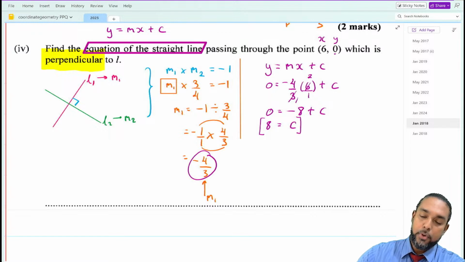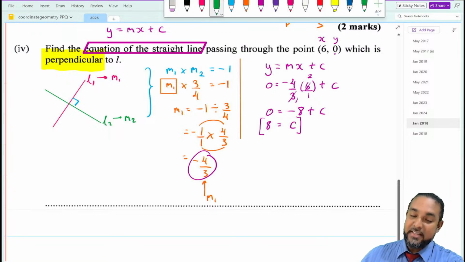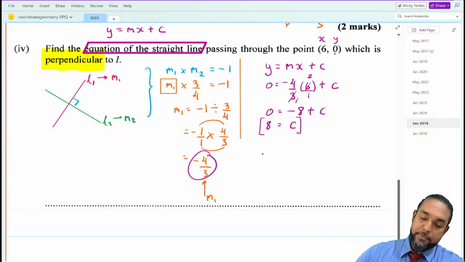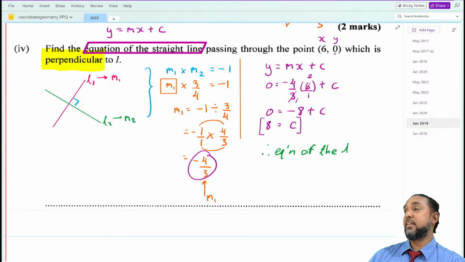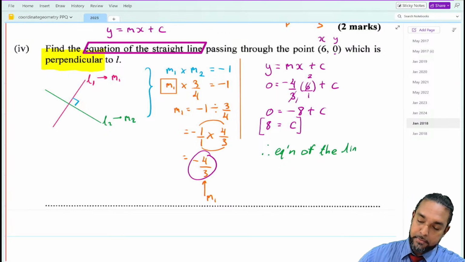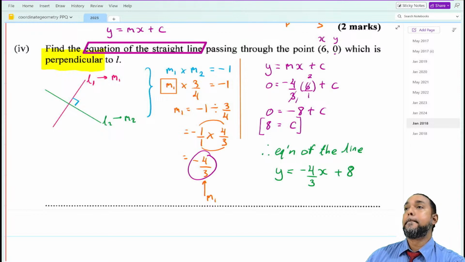So now we can go back and outright state the equation of the line. Therefore, the equation of the line, and I write line, yes? Brushing it down. Is a line, that's a dyslexic lion. No, that's not what it is. So the equation of the line is y equal to m, the gradient, which is minus 4/3, times x, plus c, which happens to be 8.